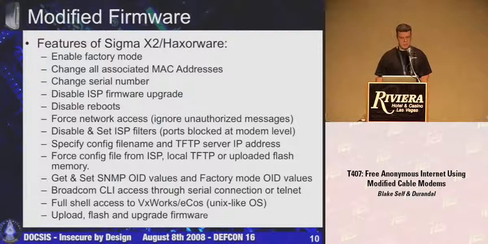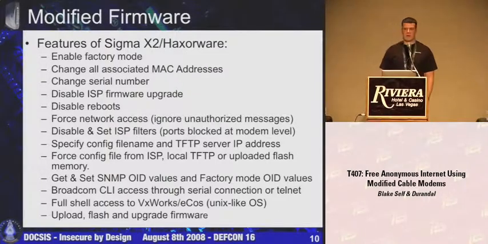Well, you can remove that. You can specify a config file name. So let's say you don't like the config you're getting, config being your speed. Well, you can specify a TFTP server and an IP address, and say, hey, use this one instead. On the same lines, you can actually download a config file and then upload that to the modem's memory and say, hey, don't even bother grabbing one each time, just use this one. And it uses that. You can get and set SNMP OID values and factory mode OID values.